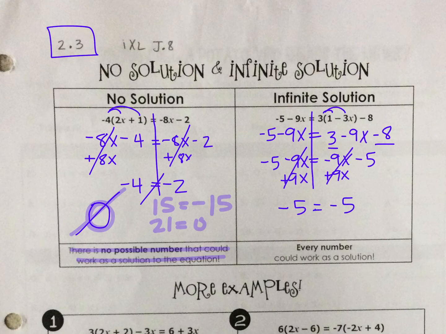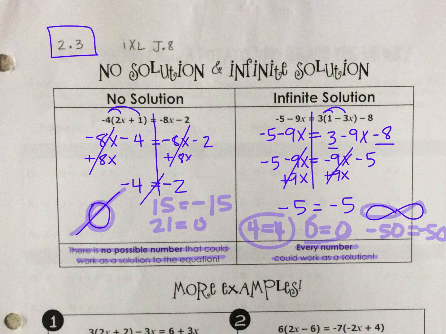Well, that is true. That is perfectly true and forever and always true. So that means I have infinitely many solutions. When I have infinitely many solutions, that means every number could work. So if you get 4 equals 4, 0 equals 0, negative 50 equals negative 50, as long as they are perfectly equal, your answer is infinitely many.